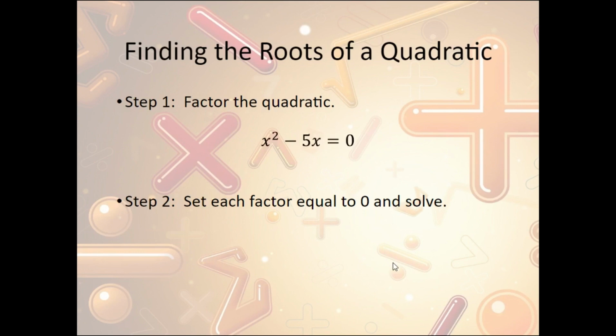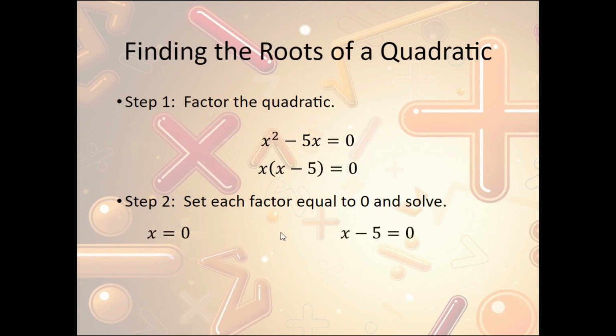Let's look at another example. We have x squared minus 5x is equal to 0. So again, we factor this, and we can pull an x out of this, so we get x times x minus 5 is equal to 0. Now we set each of those parts equal to 0, and that includes the x. So x can equal 0, and x minus 5 can equal 0.